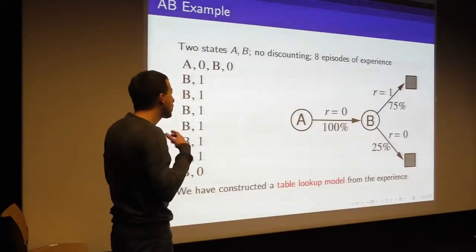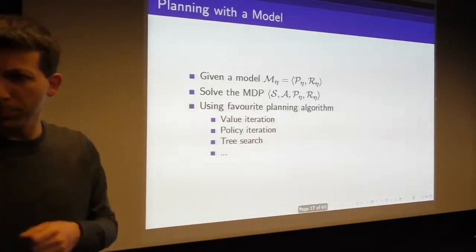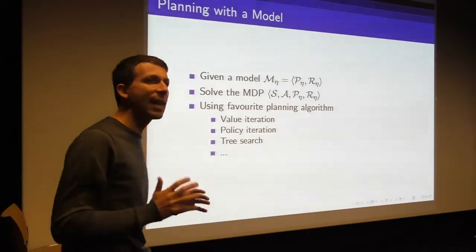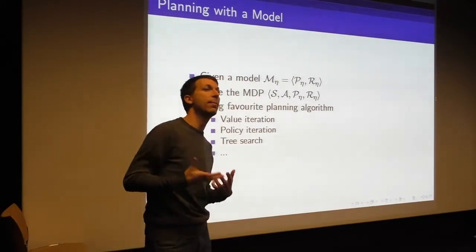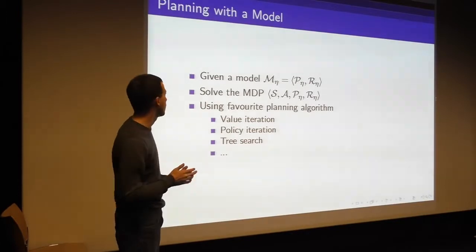So now we've got a table lookup model. Let's use it. Let's start to understand how to use this thing. So the next step, and this is the important step, is to plan with the model. So far we've just talked about learning a model. What does it mean to plan with a model?